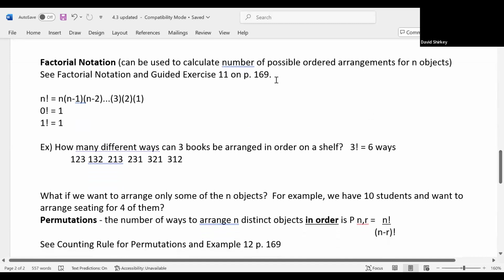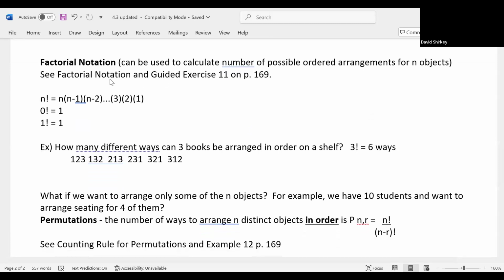Factorial notation. This can be used to calculate the number of possible ordered arrangements for n objects. So take a look at factorial notation and guided exercise 11 on page 169. So the definition of factorial, this exclamation point is factorial. N factorial equals n times n minus 1 times n minus 2, all the way down to 3 times 2 times 1. 0 factorial is defined to be 1. 1 factorial equals 1, okay?